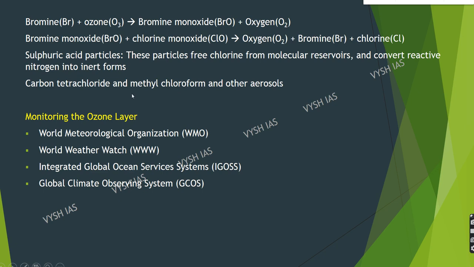Other aerosols are also responsible for ozone depletion. Monitoring the ozone layer. A few organizations help in monitoring the atmosphere. They form a network to communicate about the atmosphere, including ozone layer monitoring. A few of them are the World Meteorological Organization, World Weather Watch, Integrated Global Ocean Services System, and Global Climate Observing System.